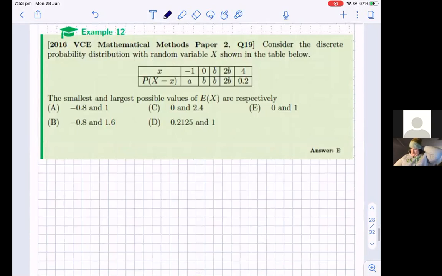Okay. E of X is the mean, by the way. So we know A plus B plus B plus 2B plus 0.2 equals 1, yeah? So I think this is going to be easiest if we write A in terms of B. So A plus 4B is 0.8. A is 0.8, take 4B.